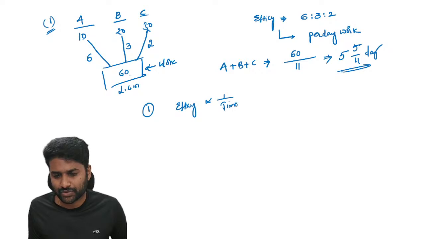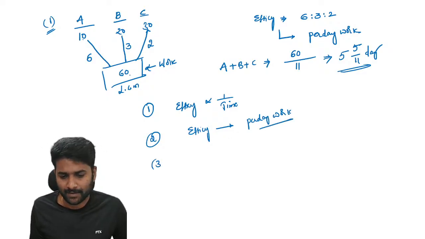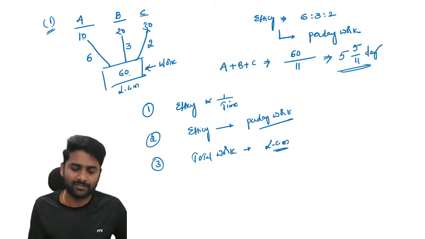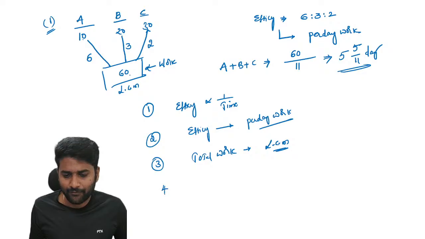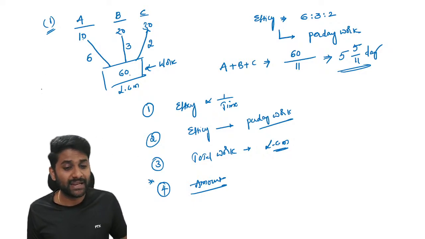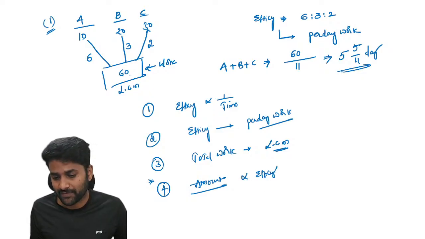Remember guys, efficiency is inversely proportional to time. Efficiency indicates per day work, and per day work of each and every person is the same. And the third one, in a given comparison, the reference of total work is the LCM of the given variables. And the fourth important point: if you want to distribute any amount, the amount is distributed according to their efficiency only. That's why amount is always directly proportional to efficiency.